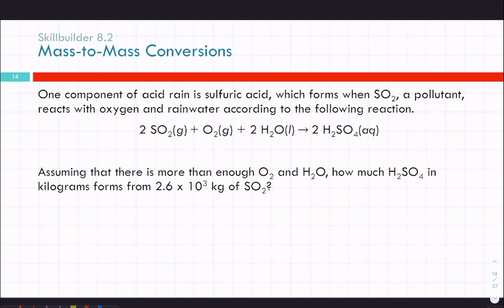How much sulfuric acid in kilograms forms from 2.6 times 10 to the 3 kilograms of sulfur dioxide? So we got that one there, and then we want this. And it's always a little bit tricky when the units get switched up, because here we're working with kilograms now and not with grams. So we're going to have to add an extra step in our problem to convert from kilograms to grams, because the units of molar mass are grams per mole, not kilograms per mole.